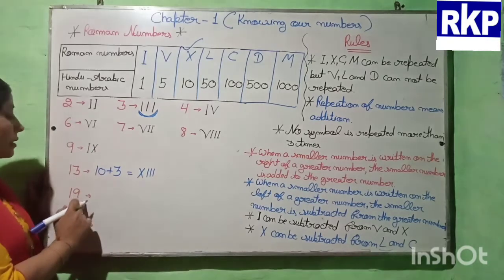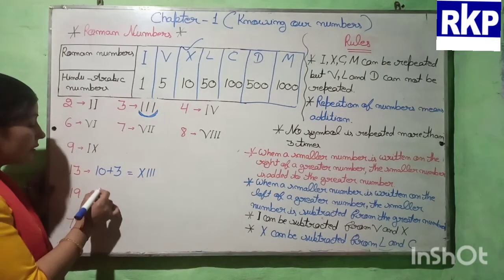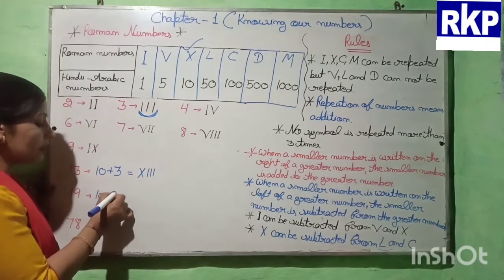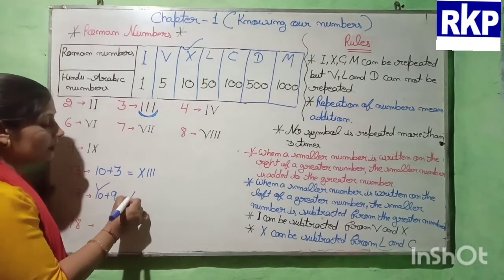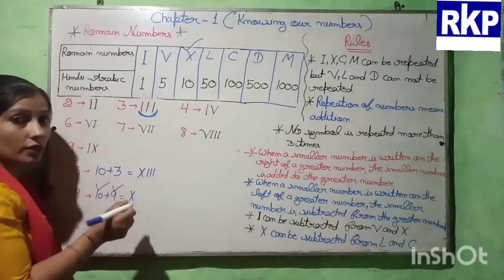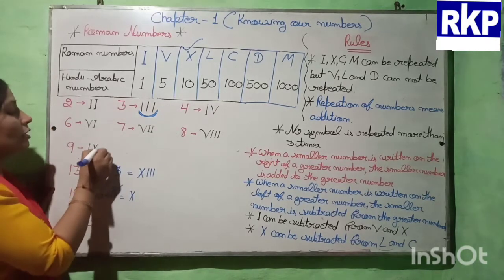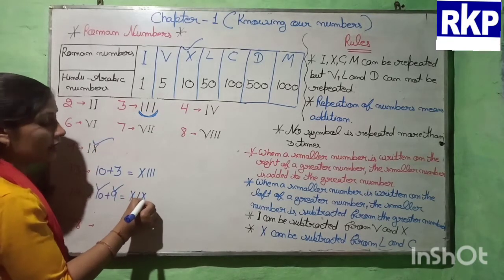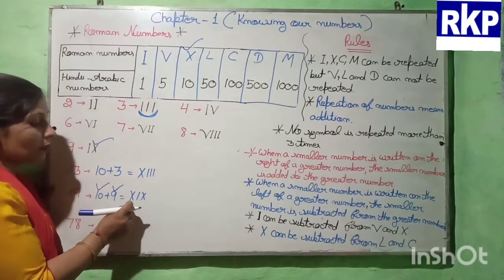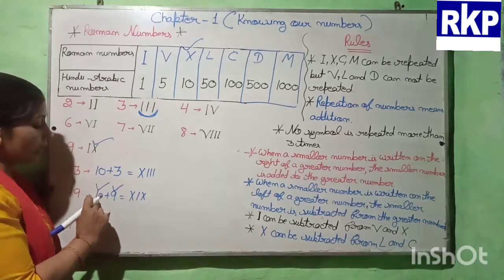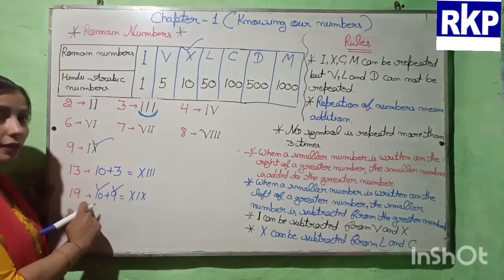It means we are adding these I's to X. Next is 19. How can we write it? First let us write it as 10 plus 9. For the 10 we will write X, and then for the 9 we will write IX on the right side of X. X plus IX means 10 plus 9 will be 19.